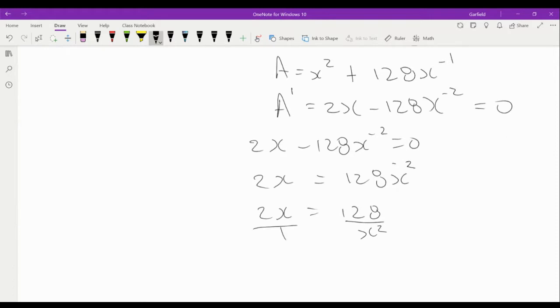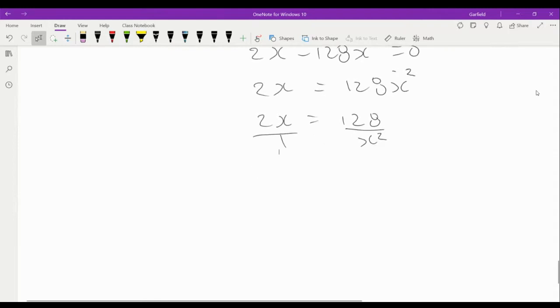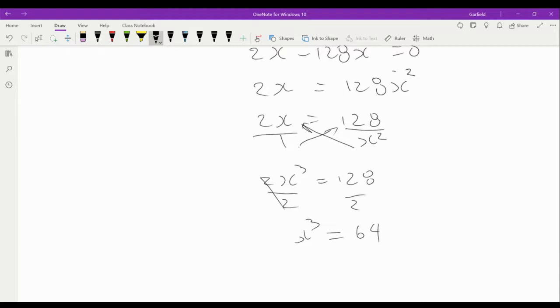We're going to do the cross product here, just more algebra. So we're going to multiply this by this. So we get 2x cubed is equal to 128. Divide both sides by 2. X cubed is equal to 64. Take the cube root of both sides, and we get x is equal to 4. Oof. All of that.